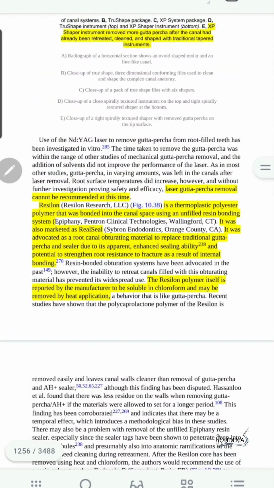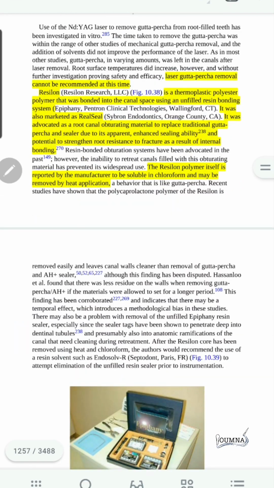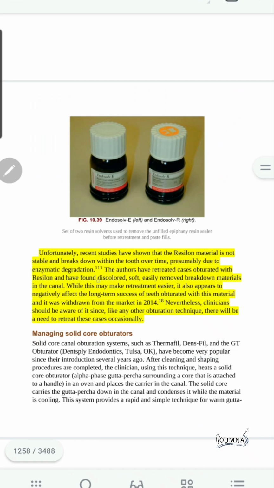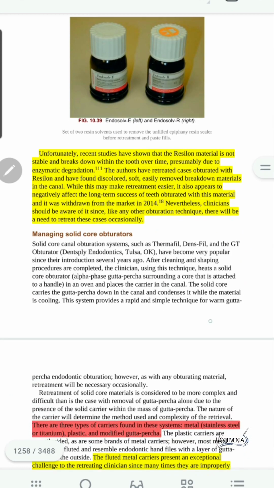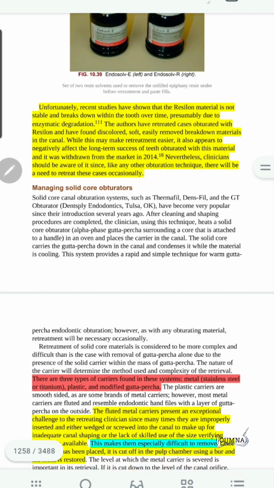Unfortunately, this material is not stable and breaks down within the root over time. When cases that were obturated with this material were retreated, they found discolored, soft, easily removed breakdown material in the canal. We stopped using Resilon. Nevertheless, we should be aware that we may face this obturation material in the tooth when we do retreatment.